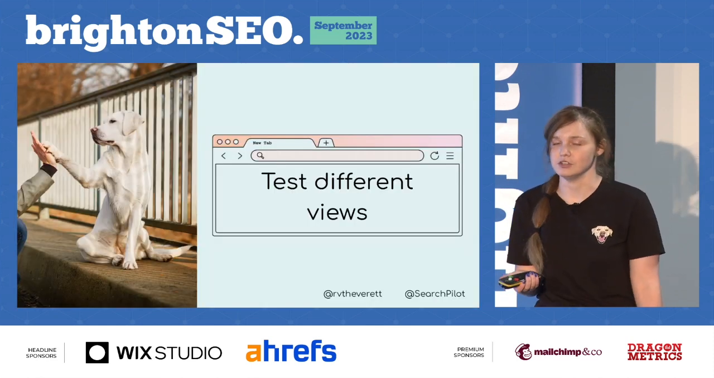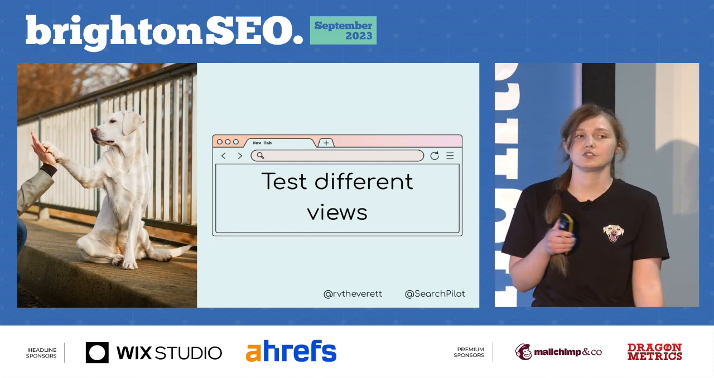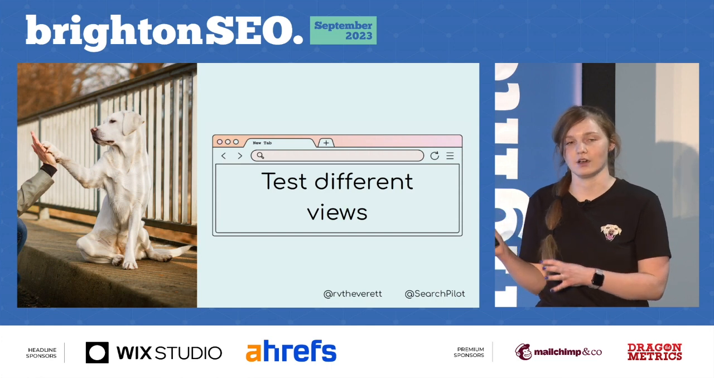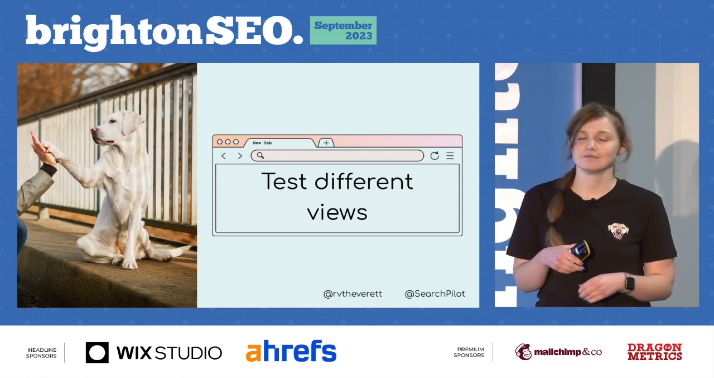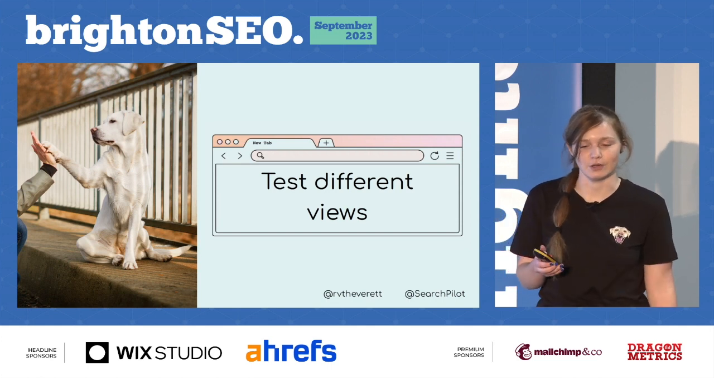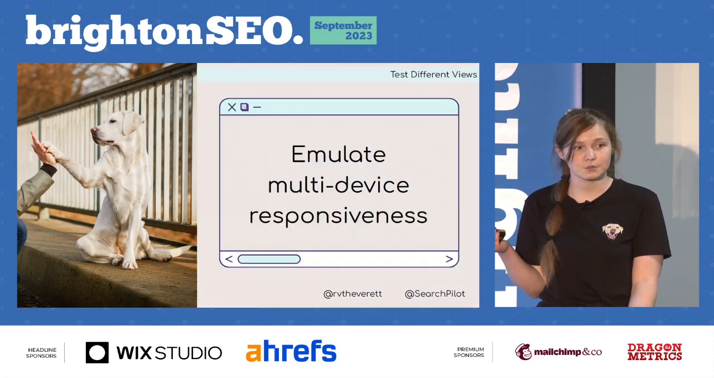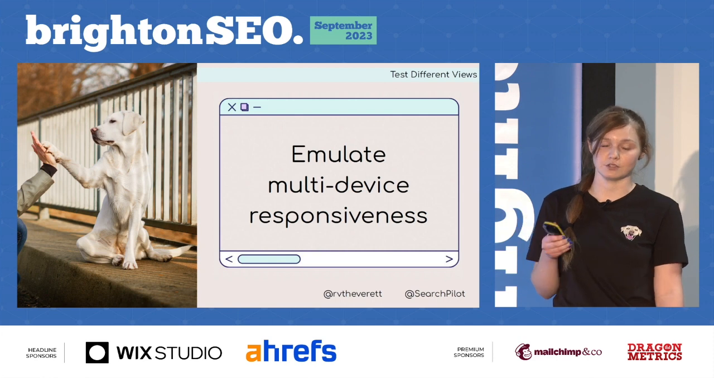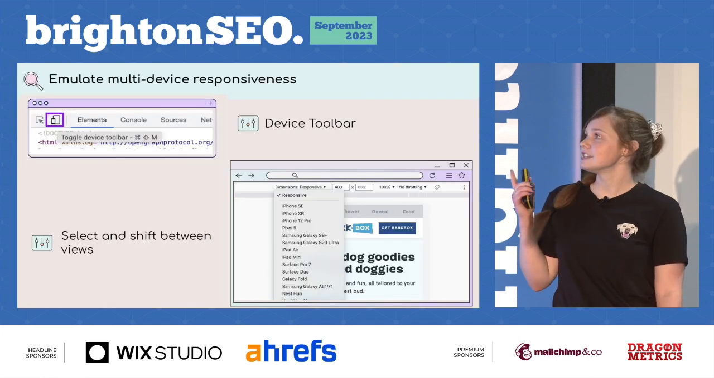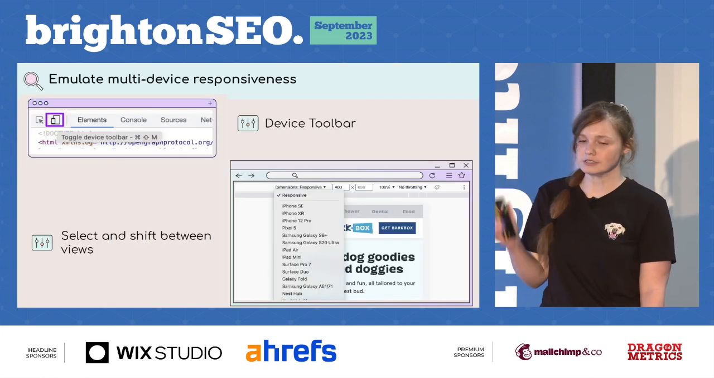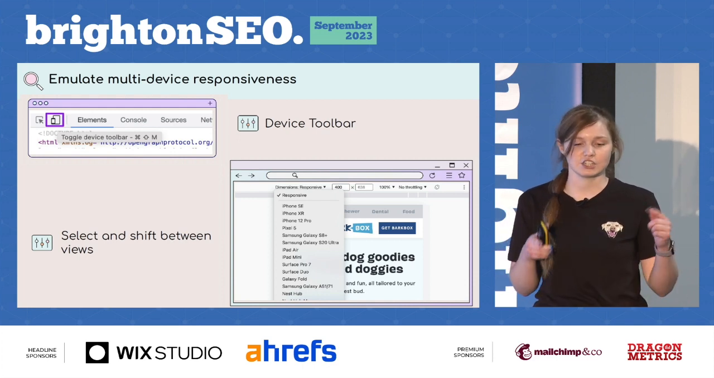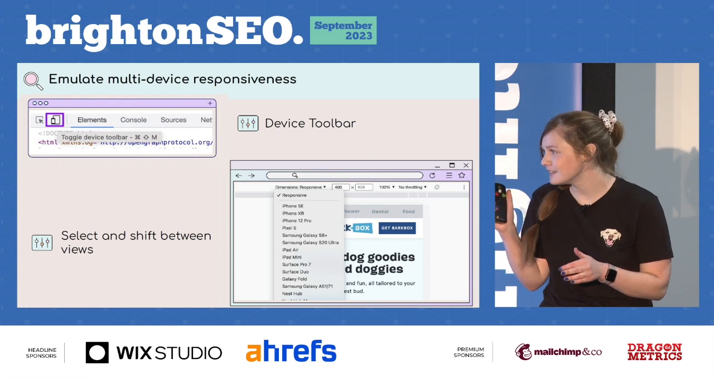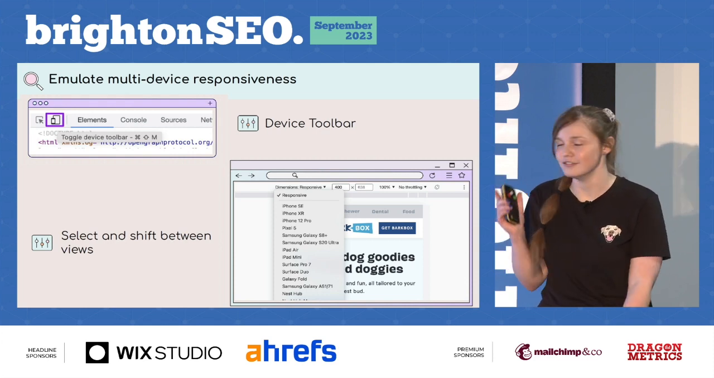Another really cool thing that we can do is test different views so we can see different ways that different devices and different tools are able to see our websites without having to buy lots of different devices just to test our website. The first one is viewing on different devices and seeing the responsiveness. So there's the device toolbar that you'll see at the top, and within here you can select and shift between lots of different views, lots of different device sizes. There's a Nest Hub in there, there's all the new Galaxy and iPhones.